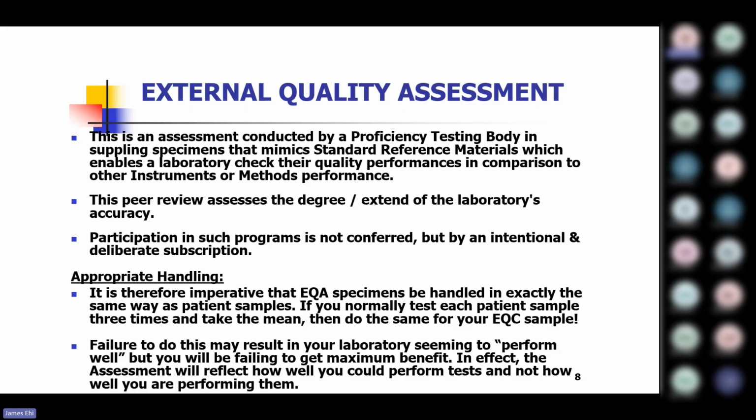External quality assessments are conducted by a proficiency test body, supplying specimens that mimic standard reference materials, which enables a laboratory to check its quality performance in comparison to other instrument or method performance. This peer review assesses the degree or extent of that laboratory's accuracy. So accuracies are in levels. You can be highly accurate or low in accuracy. So it depends on what your result is, as assessed by the proficiency test body.